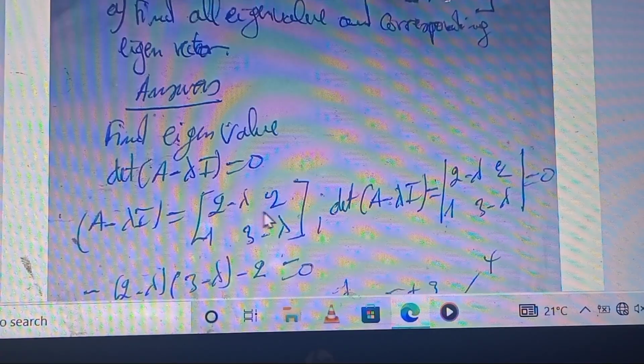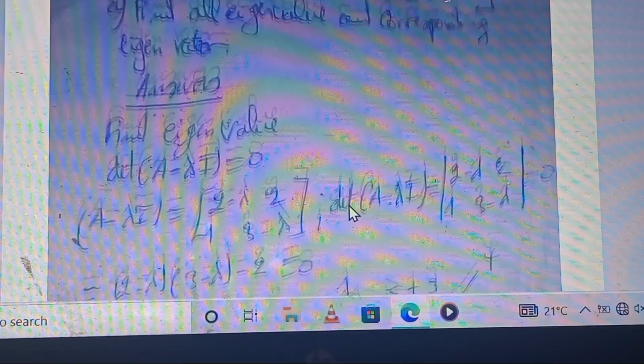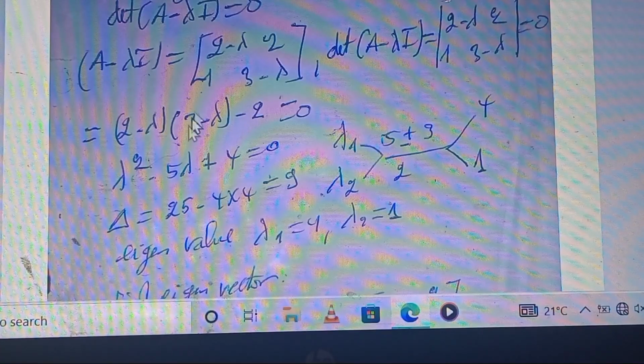Then A minus lambda times identity, when you subtract that matrix, you will get that one. Then the determinant of that one, you cross multiply and subtract, yes. Then you will get that one. Then that is a quadratic equation. You find the delta, b square minus 4ac, then you get 9. The square root of delta is 3, that is lambda 1, lambda 2, 5 plus 3 over 2 is 4, then 5 minus 3 over 2 is equal to 1. Yes, it means the eigenvalues are 4 and 1.